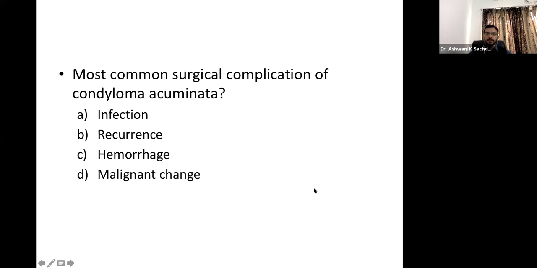Yes, the answer is recurrence. It is the most common surgical complication because recurrence occurs in about 70 to 80%, and malignant change in about 50% of the cases. Otherwise, infection also looks like a possible option, but this is not the answer in this case. So the answer is recurrence.